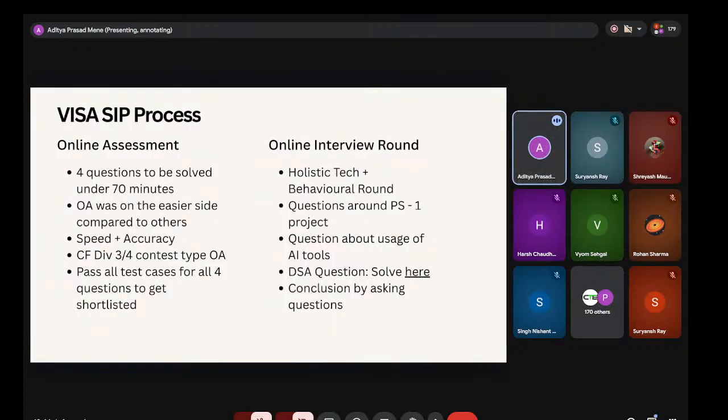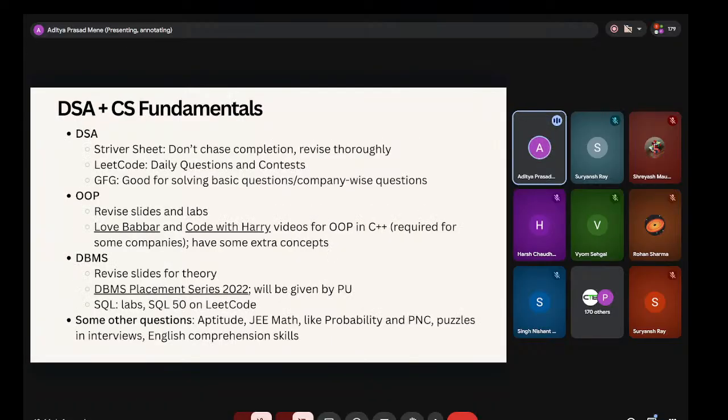The elephant in the room, the most important: DSA and CS fundamentals. Everybody would have told you by now to do DSA, do CP. We have Keshav on the panel today. He's an Algomaniacs member, so he'll really guide you well on CP. So I'll not talk about that. I'll talk about what I did for DSA.